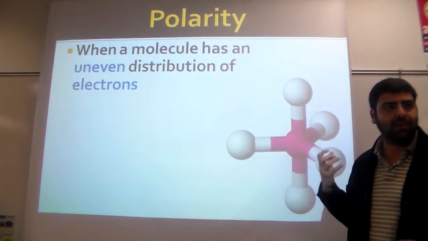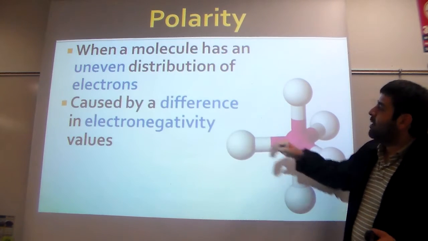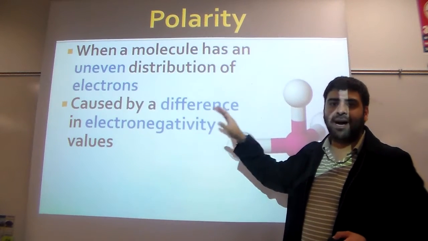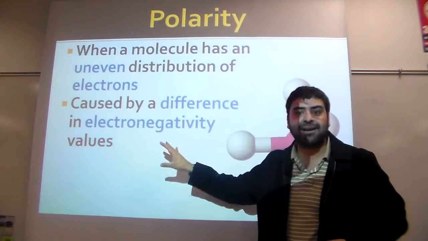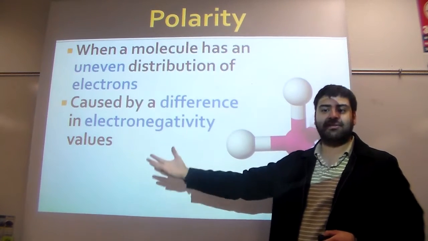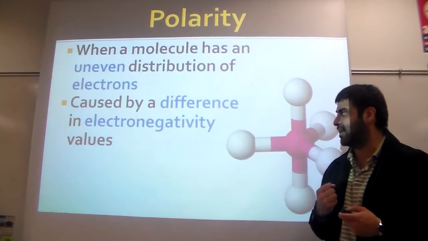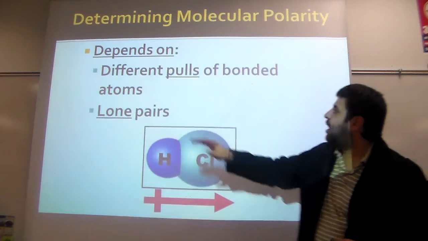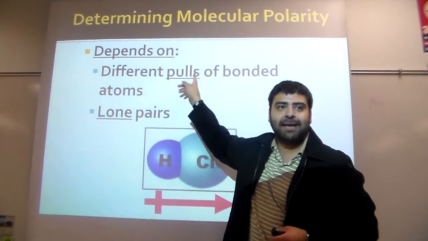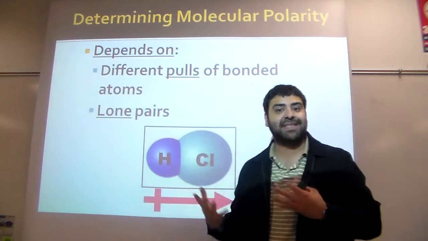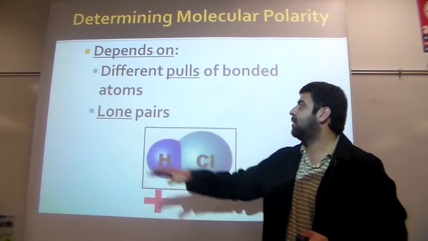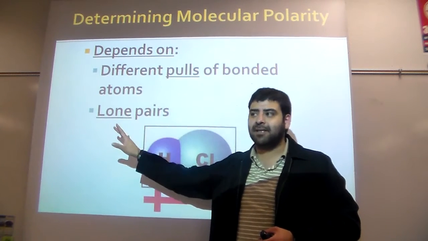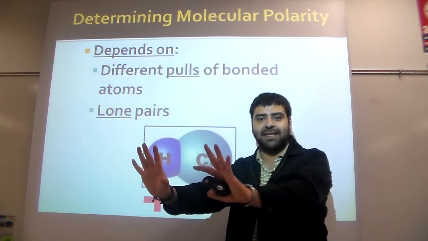Or think of it as a pool. Polarity, think of it as a pool. This is caused by a difference in electronegativity values. If you recall what electronegativity is, it's the desire an atom has for an electron, or for electrons in general. How much does it want to take electrons? Now, determining polarity would depend on 2 things. Are the atoms different, and will they pull the electrons differently? Do they have different electronegativities? Or the presence of lone pairs. The instant you see a lone pair, it's automatically polar because, as you know, lone pairs push everything.